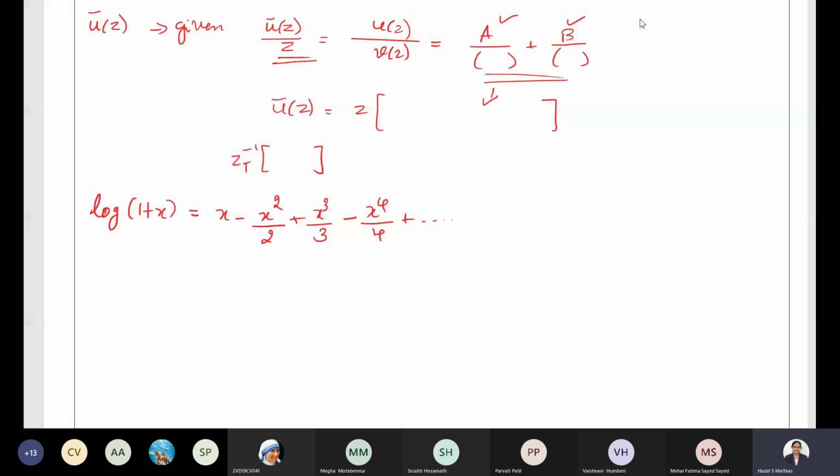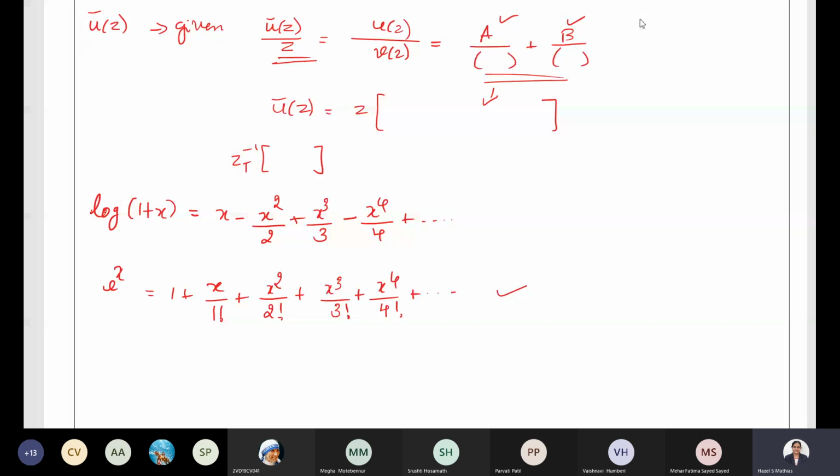Now one more thing is e power x. What is e power x? e power x is 1 plus x by 1 factorial plus x square by 2 factorial plus x cube by 3 factorial plus x power 4 by 4 factorial etc. So this is the expansion of e power x.